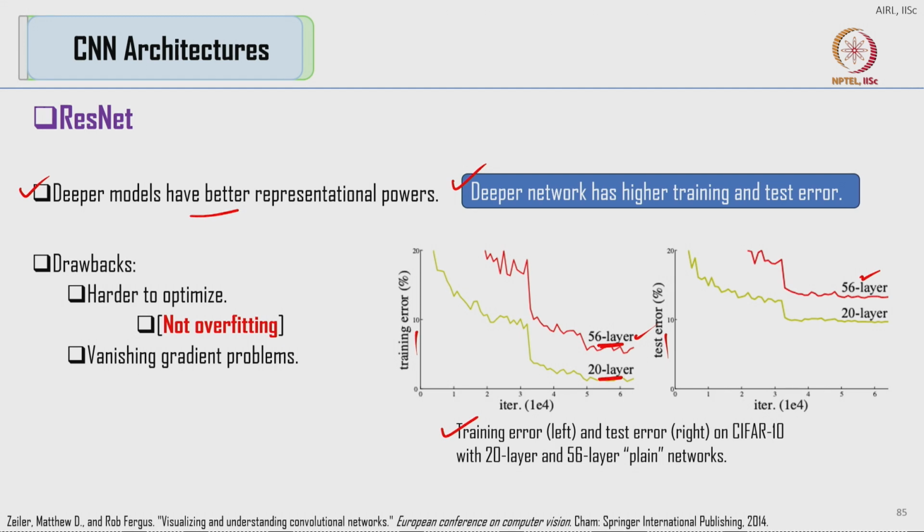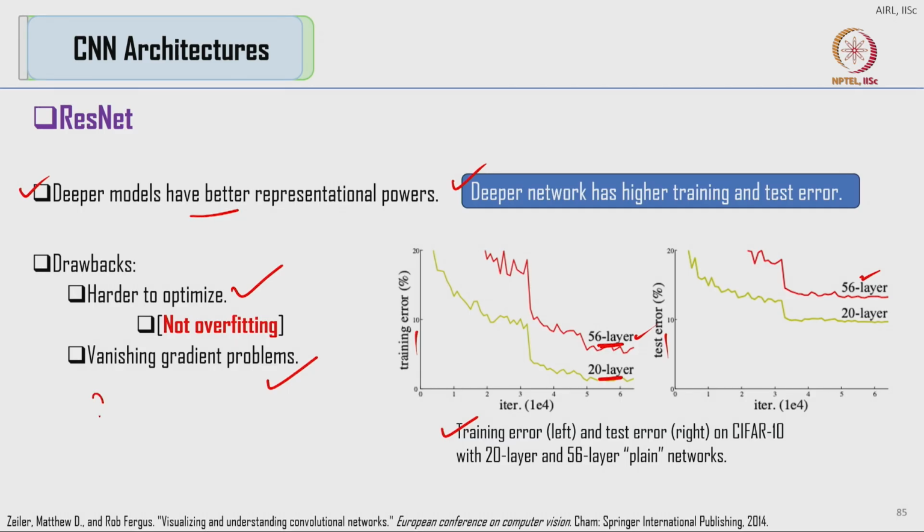Essentially the drawback of training a model which is very deep is, first, that it is harder to optimize, right. When we say it is harder to optimize, it is not an overfitting problem, it is harder to optimize because of other issues, right. One of those issues is the vanishing gradient problem, and this is something that we had discussed in the chain rule also.